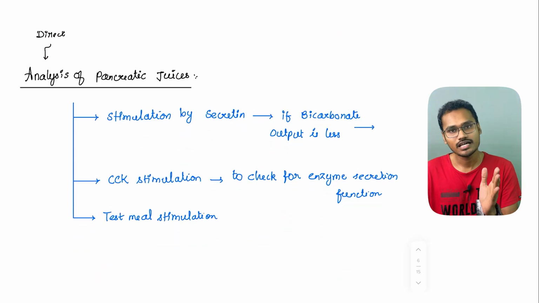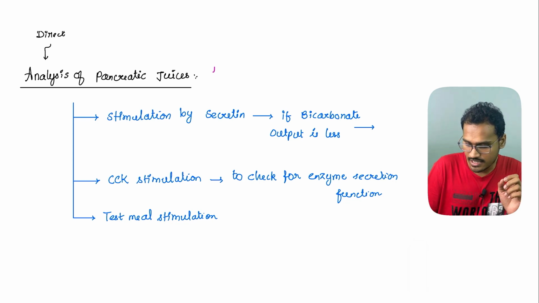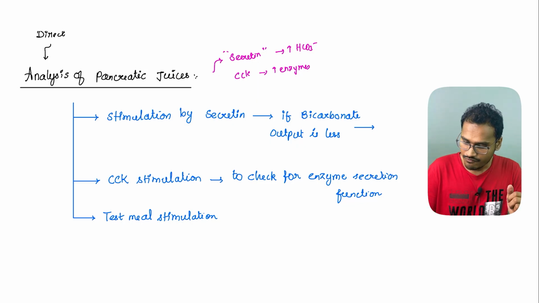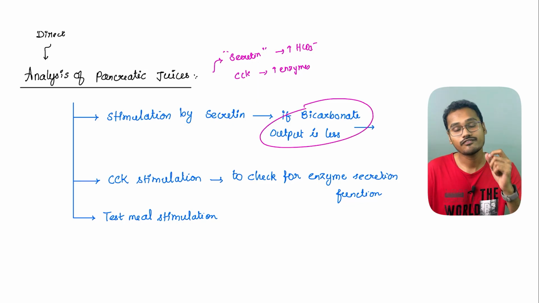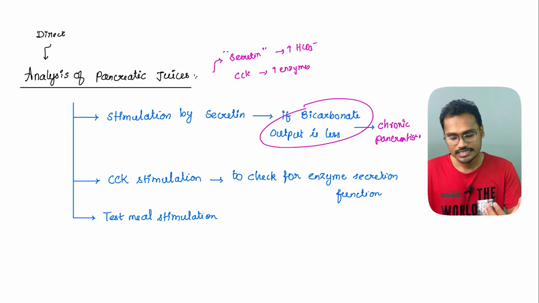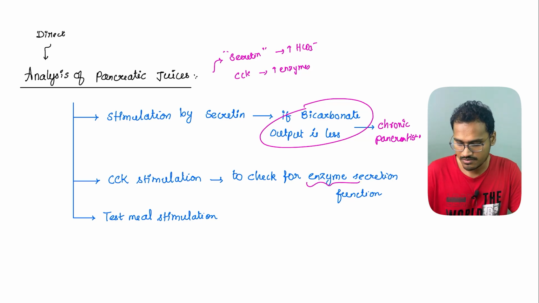So coming to the analysis of pancreatic juice. I have already briefly discussed the GI hormones in the previous videos, where I said that whenever we give secretin, it is going to increase the bicarbonate levels of the pancreatic juice, and CCK will increase the enzymes of the pancreas. So when you stimulate by secretin, if the bicarbonate output is less even after stimulation, it means this patient might have chronic pancreatitis. In chronic pancreatitis, the secretion will be reduced. And CCK stimulation is to check for the enzyme secretion.